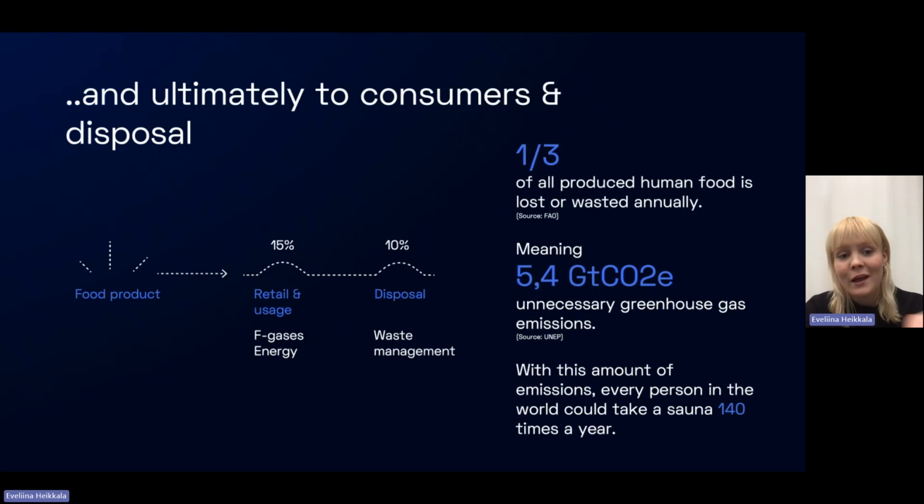And here it is good to note that almost 1/3 of all produced human food is lost or wasted annually. And this means that we release 5.4 gigatons of carbon dioxide equivalents into the atmosphere every year, unnecessarily. And as a remark, with this amount of emissions, every person in the world could take sauna 140 times a year. So these emissions are significant. And even though we are now focusing in this presentation on the production side emissions, we should also acknowledge that the consumption patterns of people are very unsustainable, and those should be also taken into account when talking about the reduction of emissions in the food chain.